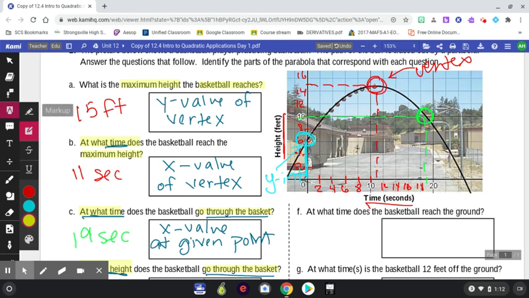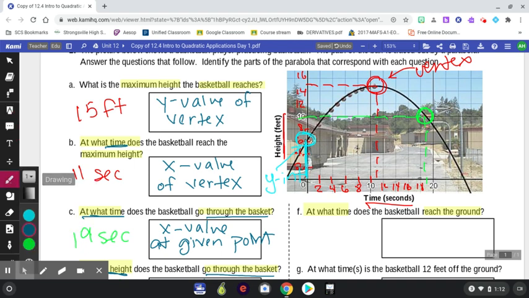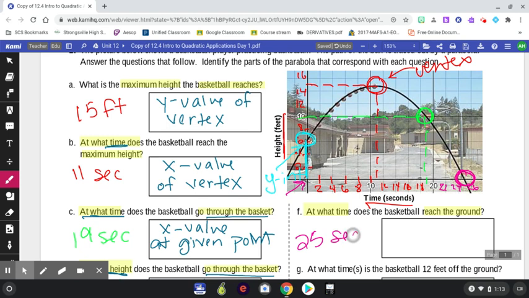F says, at what time? So again, I hope you start to notice that these questions are either asking for a time or they're asking for a height. This is, at what time does the basketball reach the ground? And so over here is where it looks like my basketball is reaching the ground, right? And I'm reaching the ground because the height is 0. And so if I count that out, there's 20, 22, 24, 26. I'm right in between, so 25 seconds.